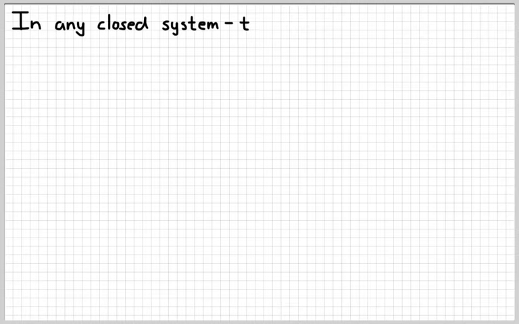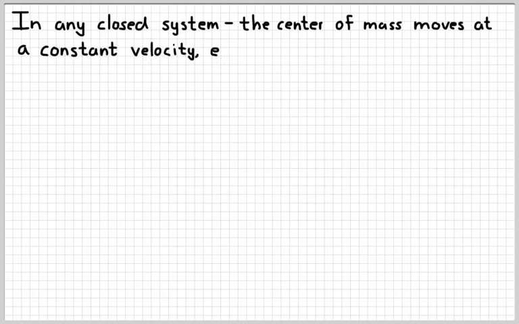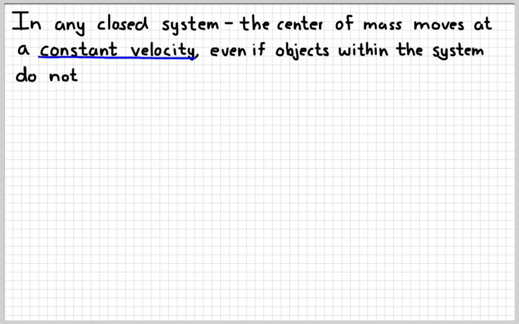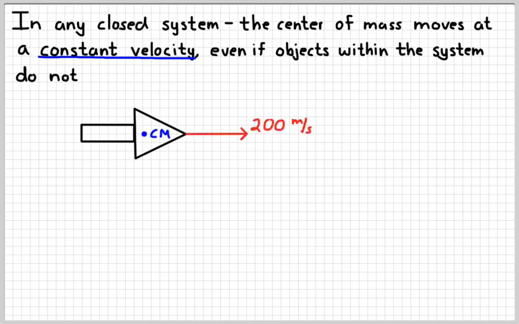So in a system like what we just saw, the importance of the center of mass is that when momentum is conserved in a closed system, the center of mass moves at a constant velocity, even if the objects that make up the system don't. So here's a real common example. Suppose we have a rocket ship that is traveling to the right at 200 meters per second. Somewhere within that system is a point called the center of mass. It would be typically closer towards the larger mass part of the system. So since the front of my rocket ship has got more mass, because I said it does, the center of mass will be located closer towards it.